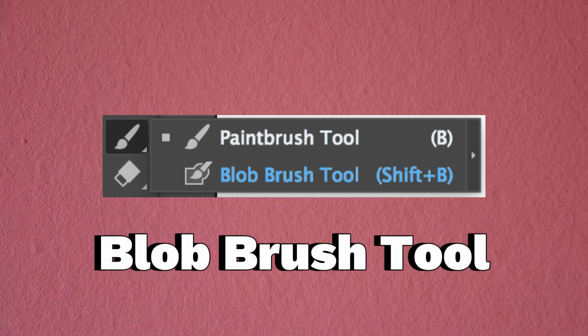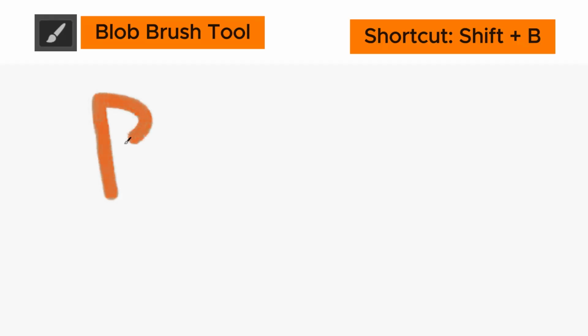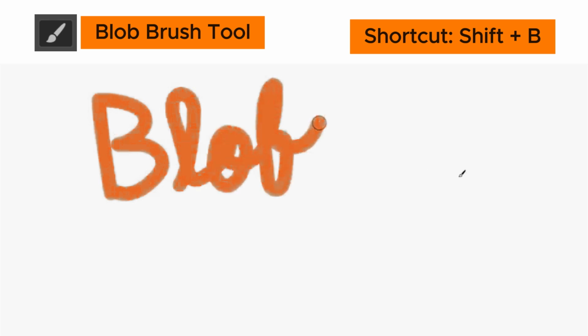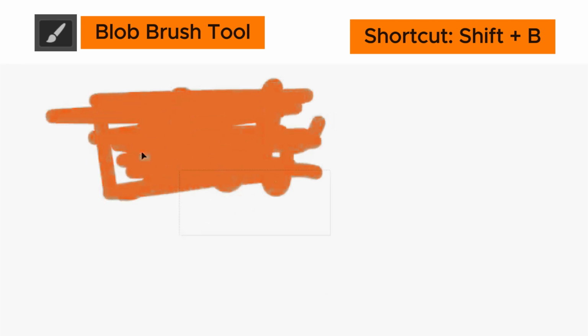The Blob Brush tool. Shortcut is Shift B. Click and drag to create a filled, compound path. New paths will merge with existing ones of the same appearance if they touch each other. Press the square bracket keys to change the brush size.